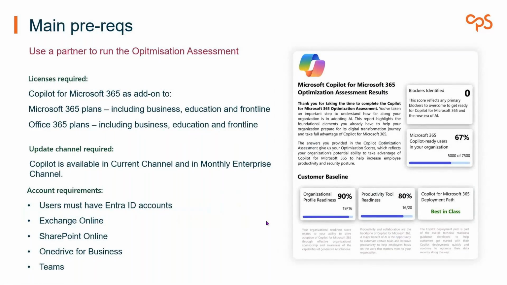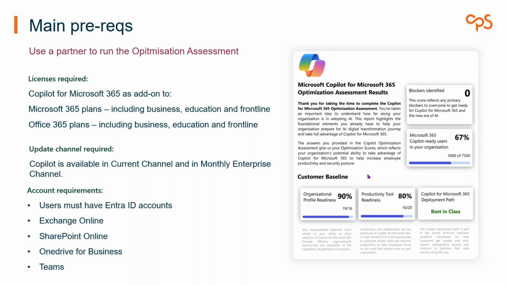Some I wanted to call out, though. Here's an example of the optimization assessment results that you get. It's quite a good one to do. You go through it in a Microsoft portal, and it will give you a baseline of the impact of Copilot and some recommendations of things to do if there are any blockers, if maybe you're not on the right update channel, maybe people don't have Azure AD, and so on. So just some main prerequisites to be aware of.